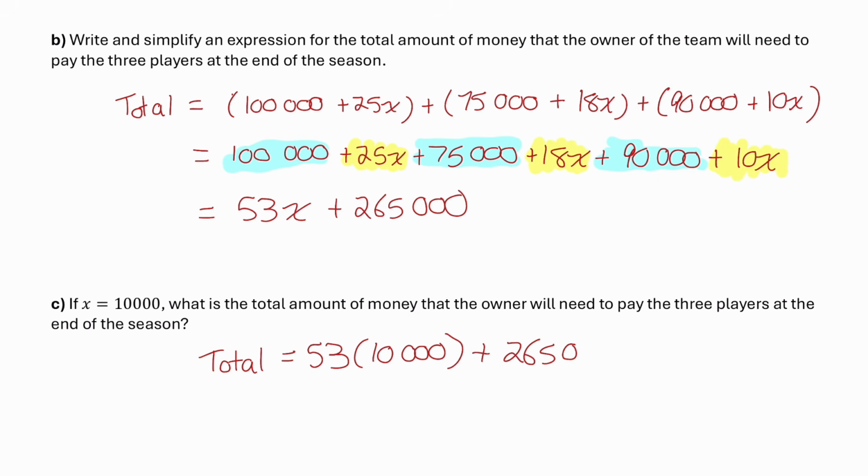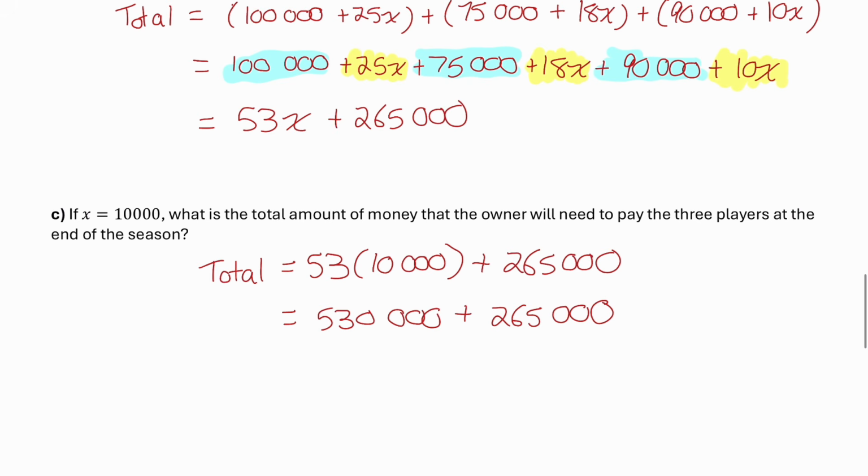53 times 10,000 is going to be $530,000 in bonuses paid out to the players, plus their base salary of $265,000. If I add that together, that's going to be a total payout of $795,000 to the 3 players. And that's the end of this lesson.